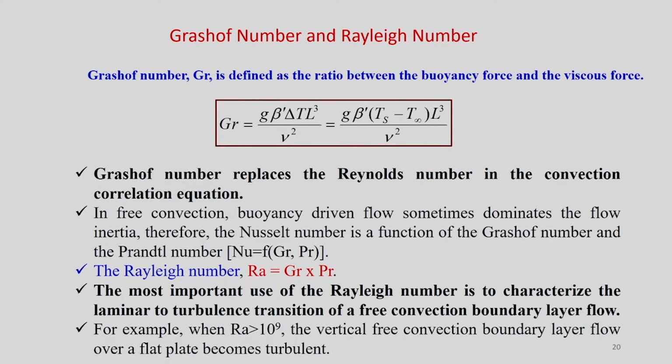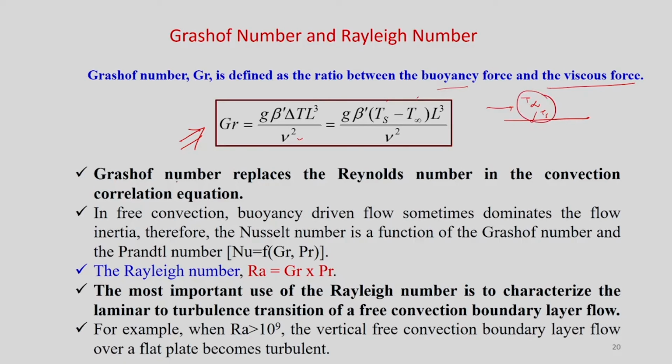And finally, we must know what the Nusselt number is. The Nusselt number is defined as the ratio between the buoyancy force and viscous force. Mathematically, it can be represented as g beta dash delta T L cube by nu square, where delta T is nothing but T s minus T infinity. If we have a plate maintained at some temperature and the free stream flow is at a certain temperature, this net temperature difference you need to consider.